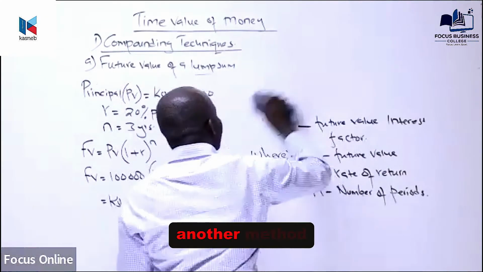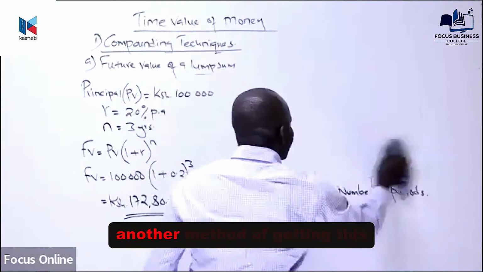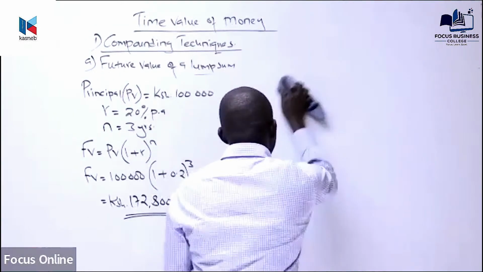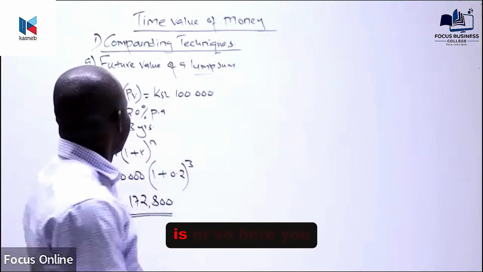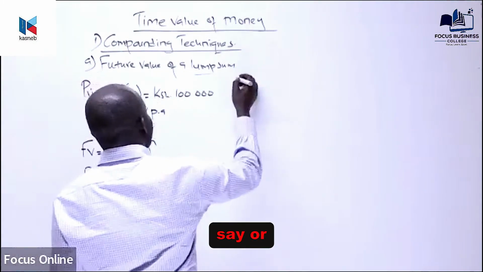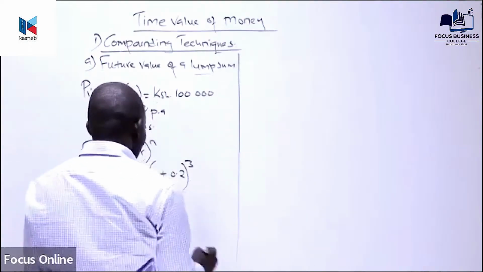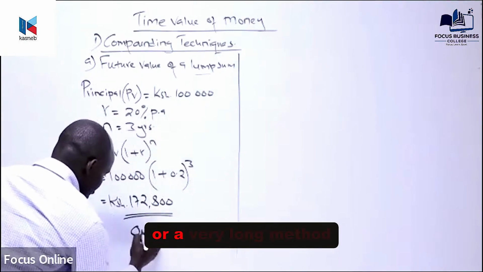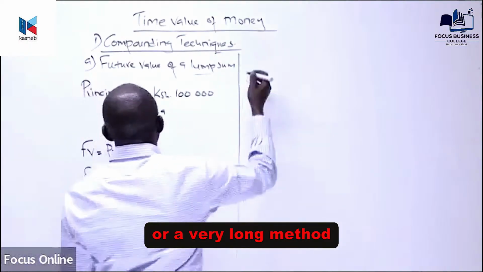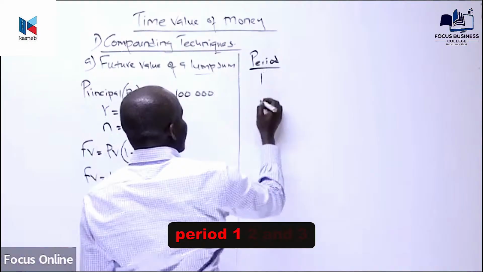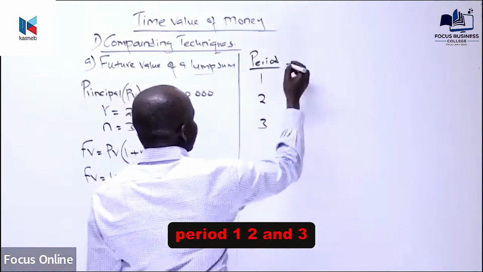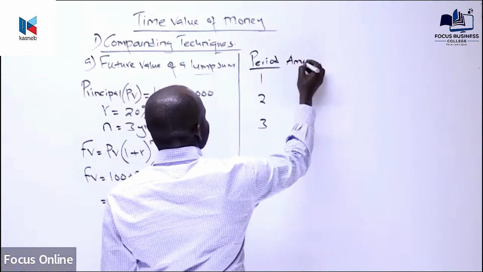Another method of getting this is, or, a very long method. You'll say period here: period 1, 2, and 3. Amount.